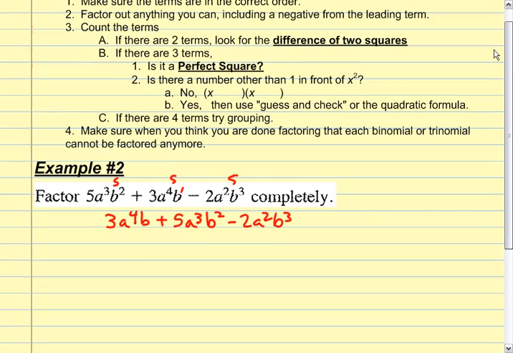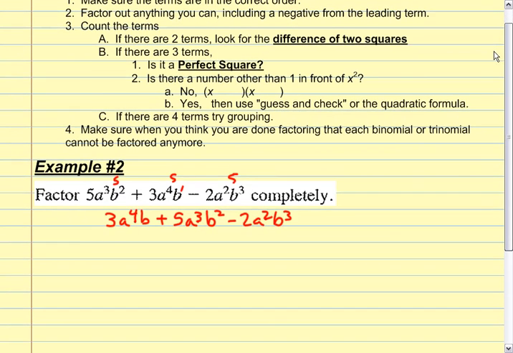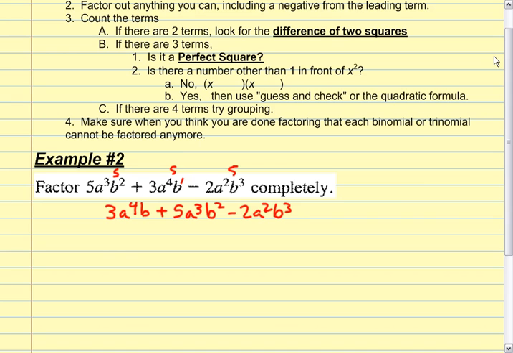Now number 2, factor out anything you can, including a negative from the leading term. Well, the leading term is not negative, so I don't have to factor that out. There's no number that goes into all of them, but there is at least A squared, so I'm going to pull that out front. And there's a B in all of them. So what's left? Well, 3A squared, that would give me the first term, plus 5AB, minus 2B squared. Okay, got that.